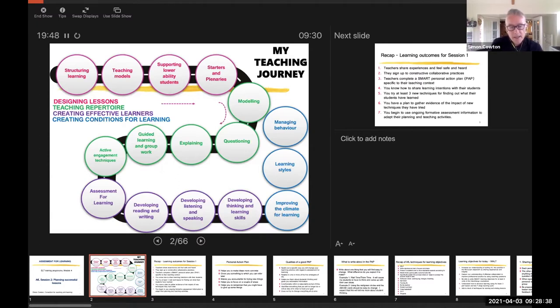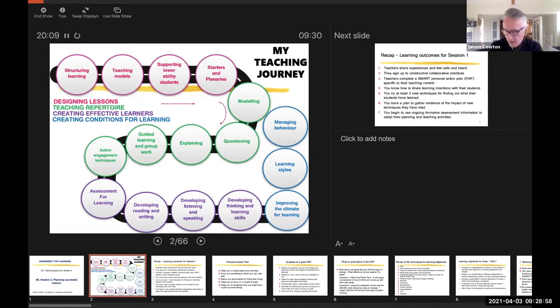In the English language teaching classroom, of course, there's developing reading and writing and all the techniques that accompany that. There's developing listening and speaking. And then there's developing the skills you need to think, developing thinking skills and learning skills.